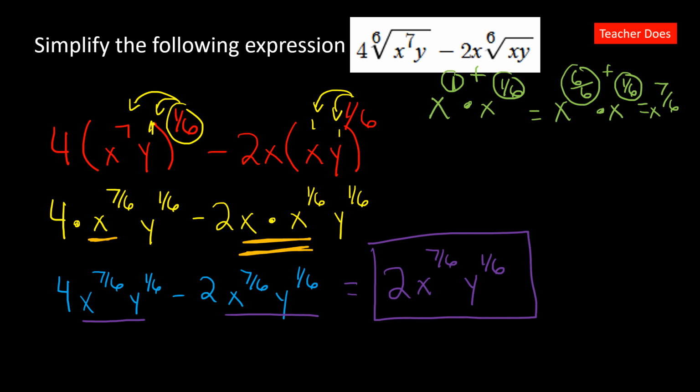Okay? This could be written in radical form, and we could come back to what's going on here. We could take this to the power, or do what we need to do, and we could also say this would be 2x times the 6th root of x y. And this is another way of writing this out here. Okay?